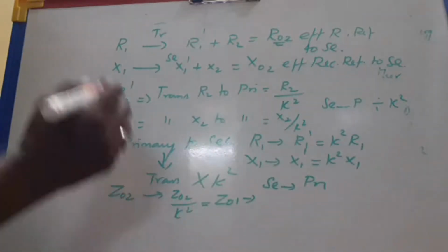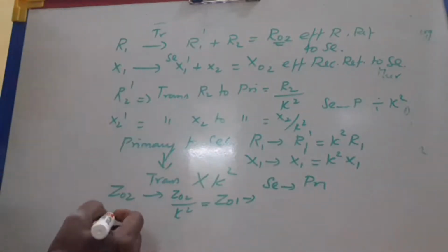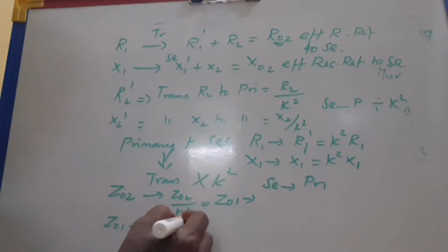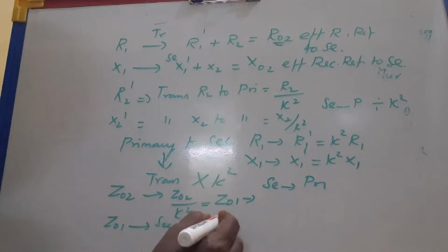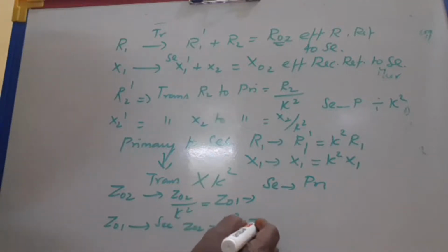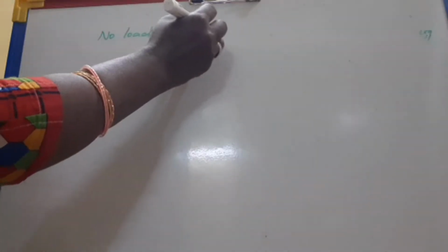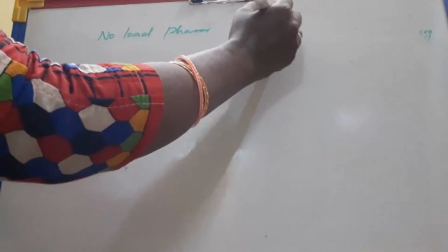Similarly, we can transfer primary to secondary: Z01 transferred from primary to secondary means Z02 is equal to K square into Z01. With the help of that, we will also get the equivalent circuit, and we will take the phasor diagram under no load condition, the no load phasor diagram, and the loaded phasor diagram.